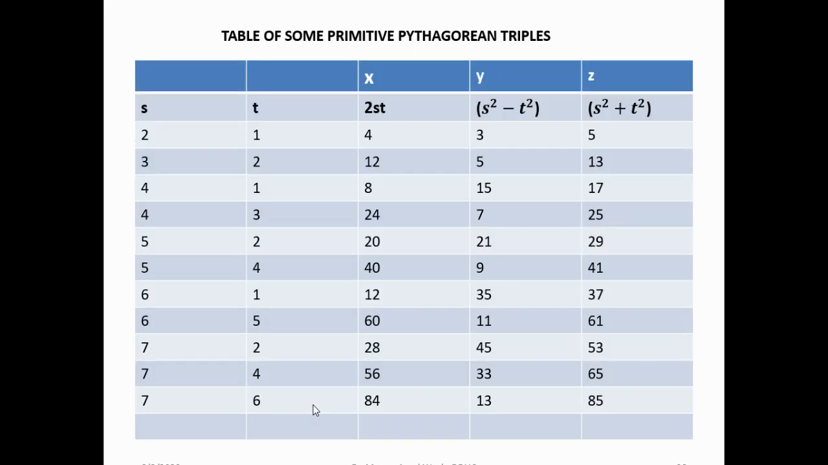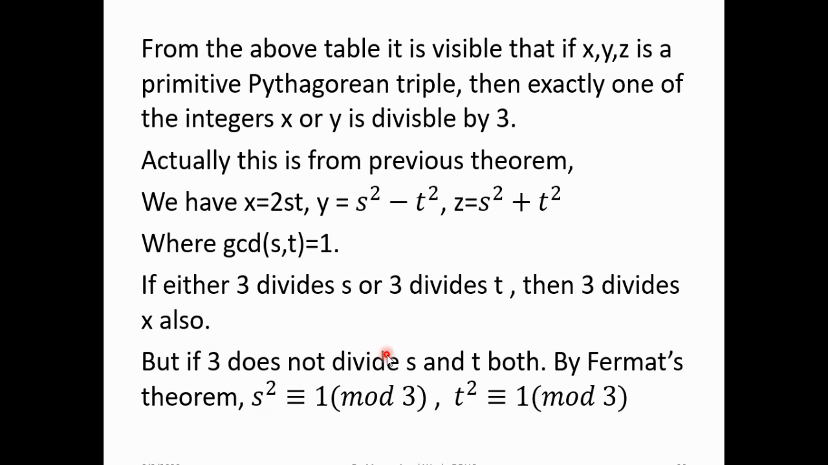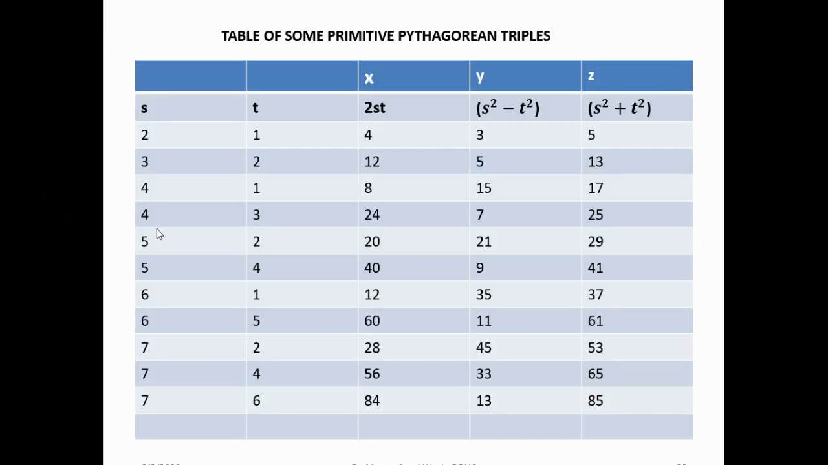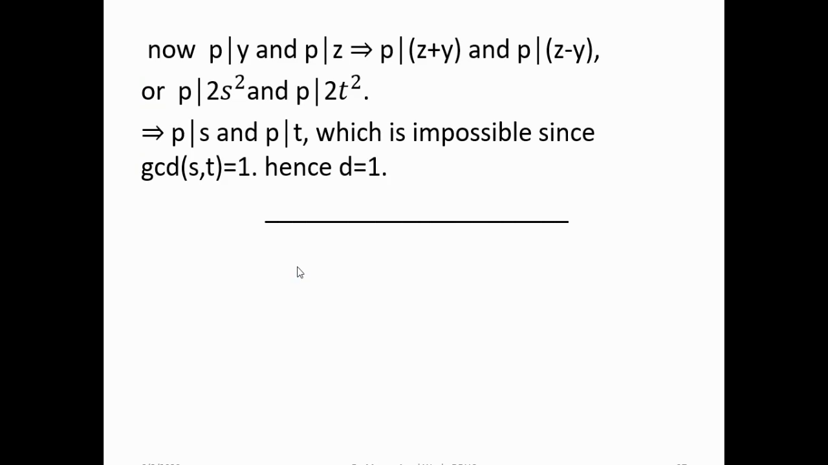Let's go further. This is a table where some of the primitive Pythagorean triples are given with the values of s and t and the values of x, y, z. From the table, it is visible that if x, y, z is a primitive Pythagorean triple, then exactly one of the integers x or y is divisible by 3. So you can see that at least one of the values s or t is divisible by 3.